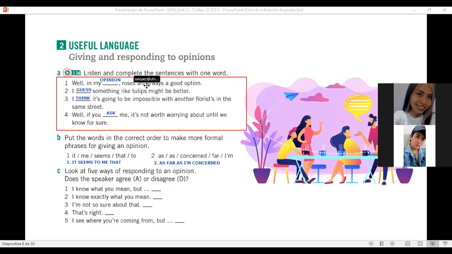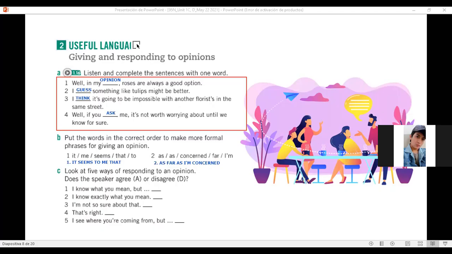So, guys, can you help me with this third exercise? Here we have five phrases that we can use in order to agree or disagree with an opinion. Help me guessing, help me identifying if they are agree or disagree phrases. For example, number 1. I know what you mean, but what do you think? Is for agree or to disagree?